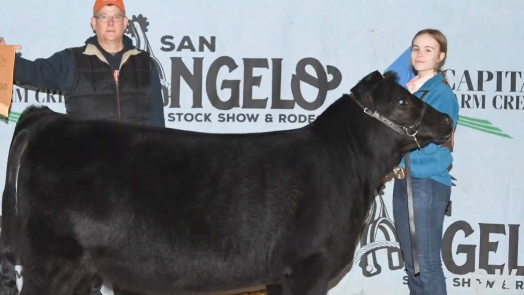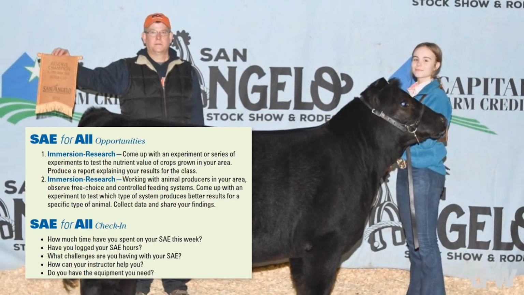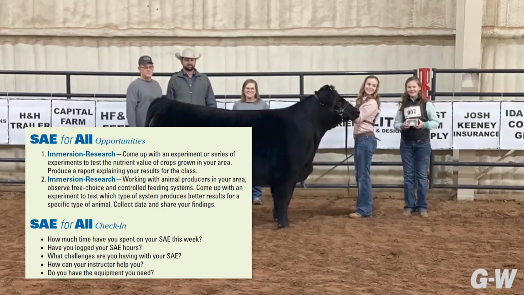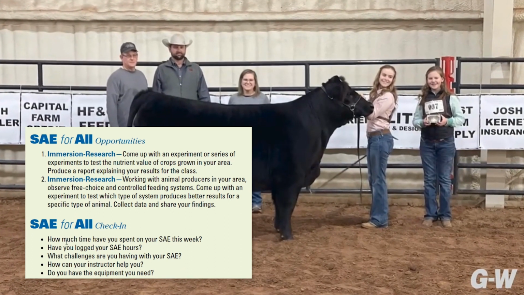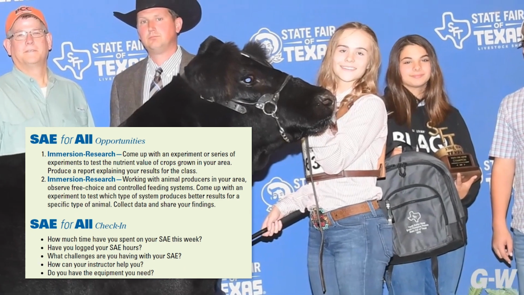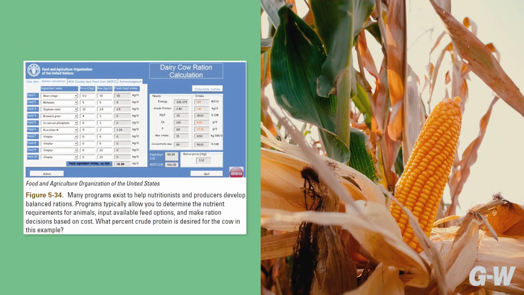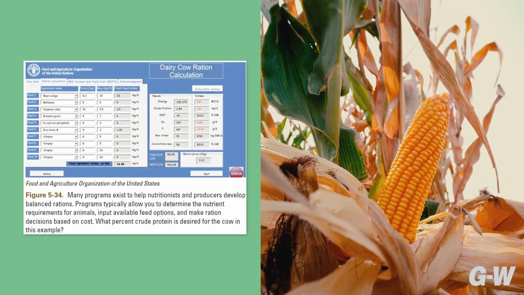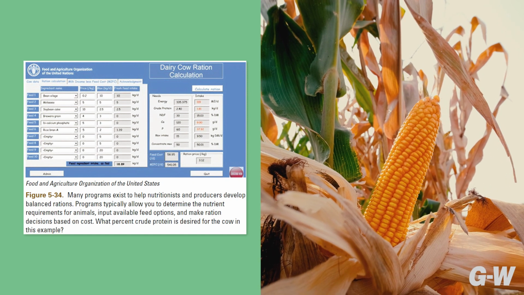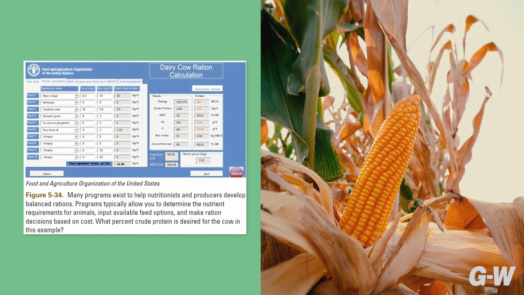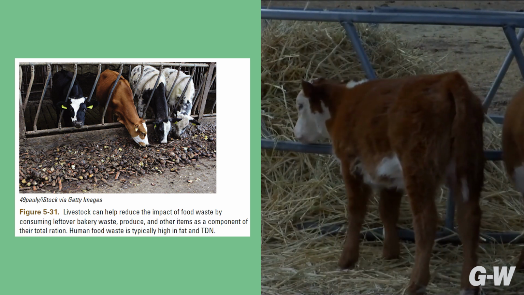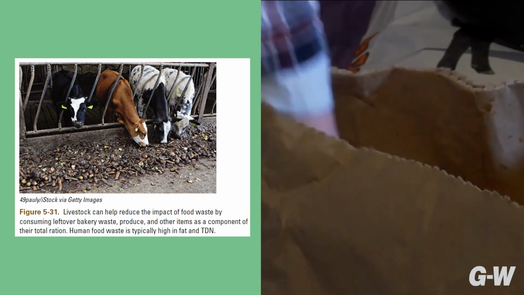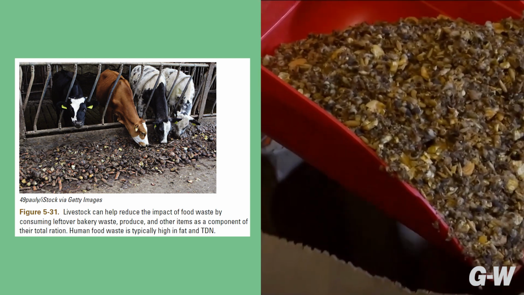SAE for All opportunities and check-ins at the end of each chapter offer students a chance to consider a variety of ideas for potential SAE and remember to track their hours and share any challenges or questions they might have with their advisor. In Chapter 5, students explore immersion research options related to feed, from testing nutrient values of crops to observing feeding systems of local animal producers and creating a test to analyze which kind offers better results.